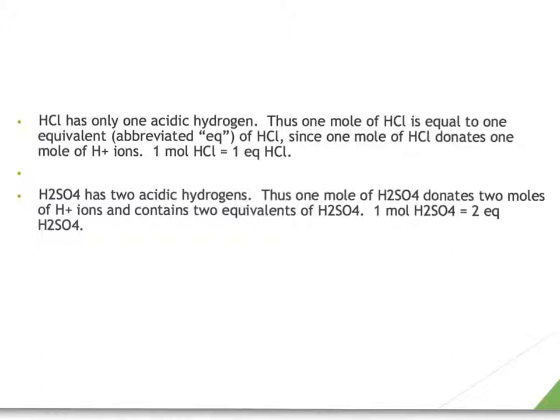HCl has only one acidic hydrogen, so 1 mole of HCl is equal to 1 equivalent of HCl, since 1 mole of HCl can give up 1 H ion. H2SO4 has 2 acidic hydrogens. Thus 1 mole of H2SO4 donates 2 moles of hydrogen and contains 2 equivalents of H2SO4.